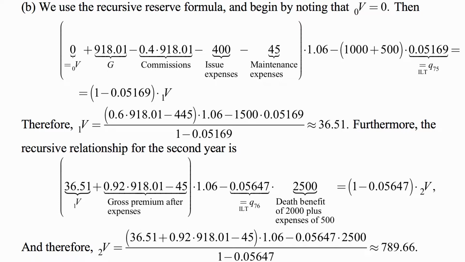And again, the only unknown is 2V. We calculate 2V from that and it comes out to be approximately 789.66.